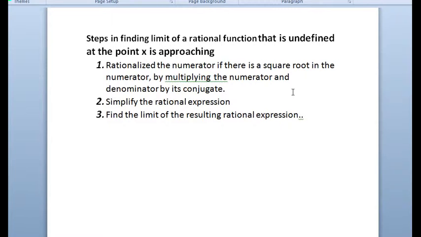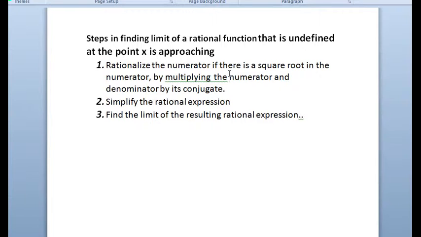Step number 1. Rationalize the numerator if there is a square root in the numerator by multiplying the numerator and denominator by its conjugate. That's step number 1. Step number 2. Simplify the rational expression. And finally, step number 3, find the limit of the resulting rational expression.